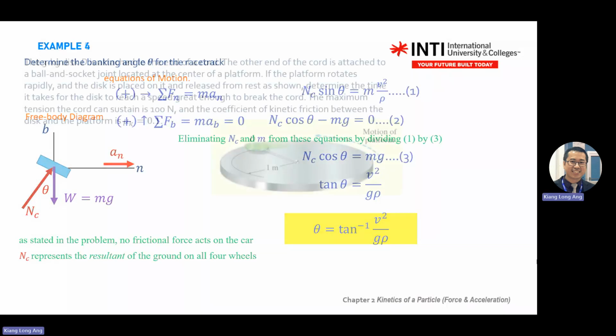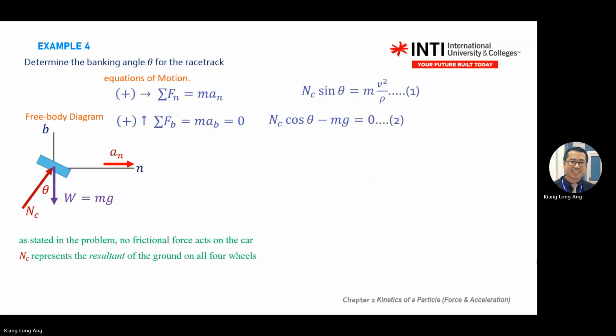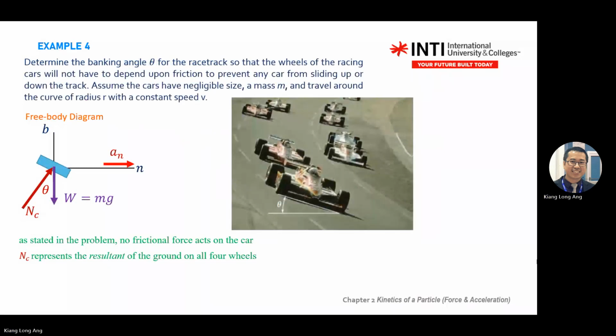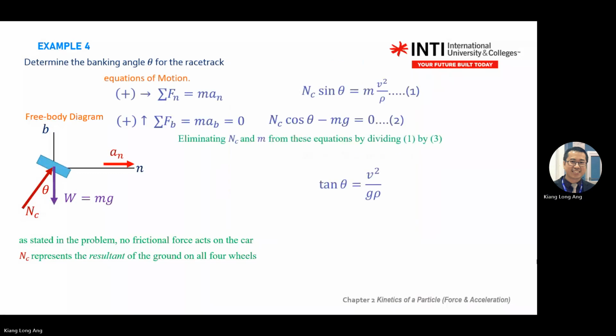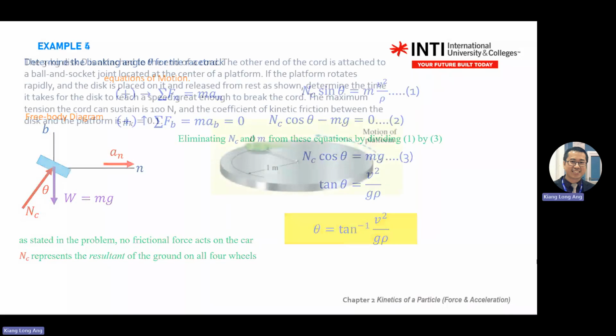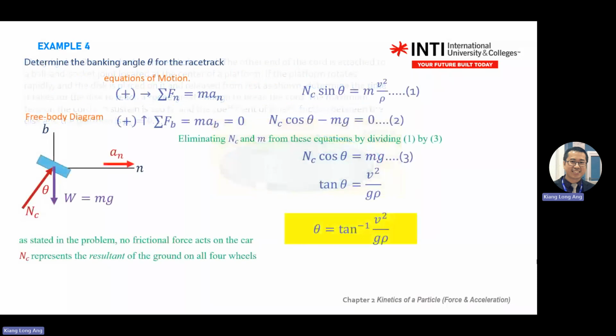Okay, so this is the question he asks you. Determine the bank angle. So in this case, it asks you to derive the equation. Okay, now with this, we stop here. We'll continue chapter 2 next week.